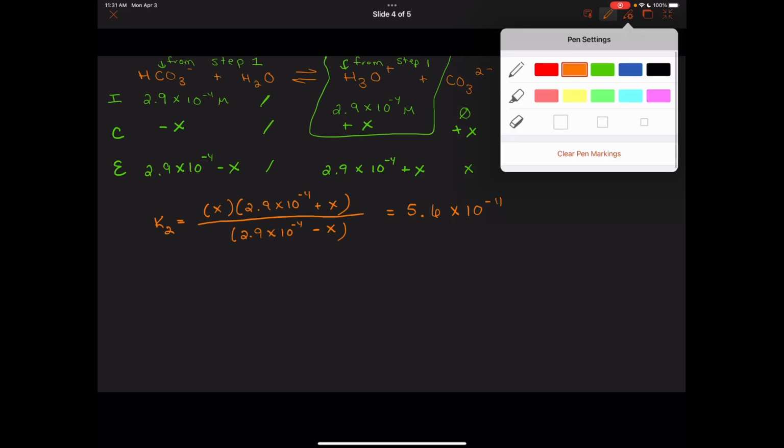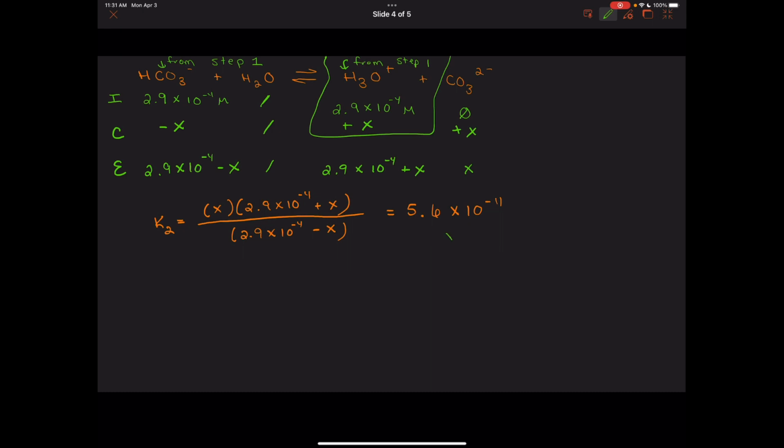This is the K for step 2, which we're told is 5.6 times 10 to the negative 11th. Again, we're going to check to see if x is negligible, and we're going to find that it is. So x being negligible, when we've seen that before, we said it allowed us to get rid of any minus x. It's also going to allow us to get rid of any plus x. So if I get rid of my plus x and my minus x, I've got 2.9 times 10 to the negative fourth times x on top, and I have 2.9 times 10 to the negative fourth on the bottom. Those cancel, and this just becomes x equals 5.6 times 10 to the negative 11th.